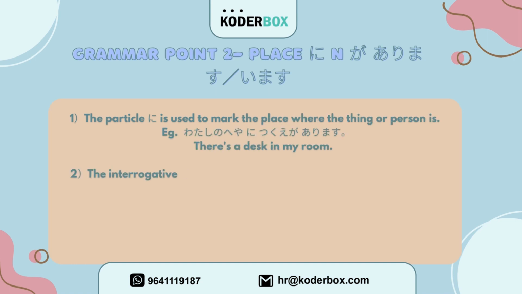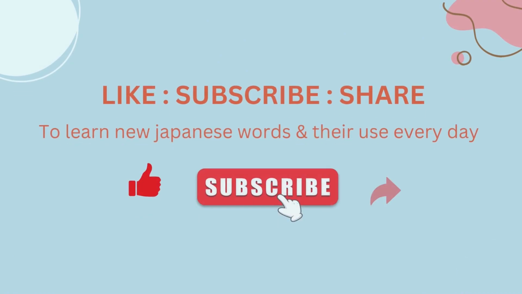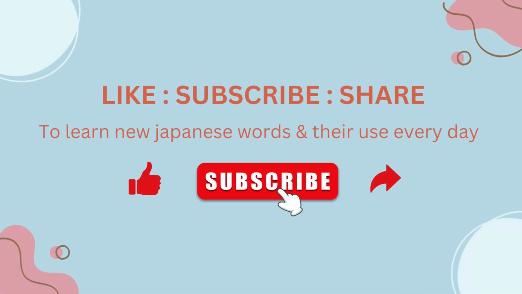First, the particle ni is used to mark the place where the thing or person is. Example, watashi no heya ni tsukue ga arimasu. There is a desk in my room. Second, the interrogative nani is used when asking what is present, while the interrogative dare is used when asking who is present. Example, chika ni nani ga arimasu ka? Restaurant ga arimasu. What's in the basement? There's a restaurant.